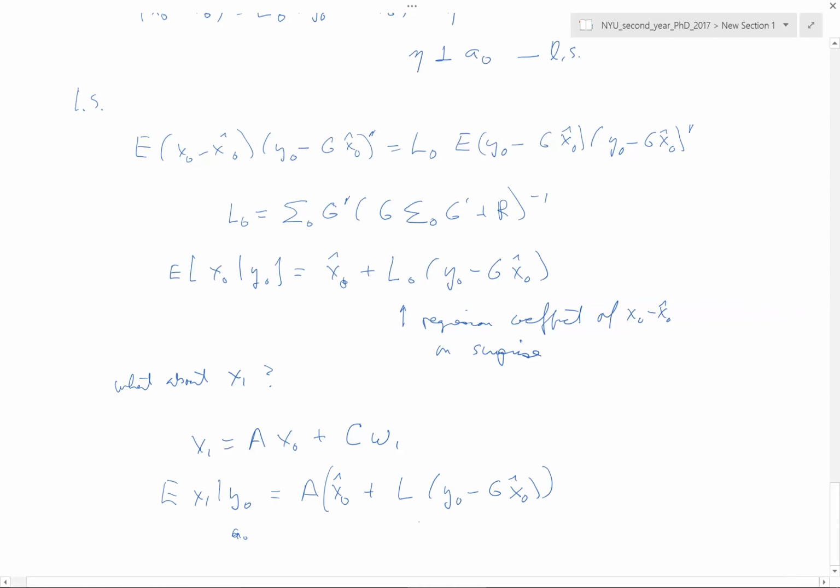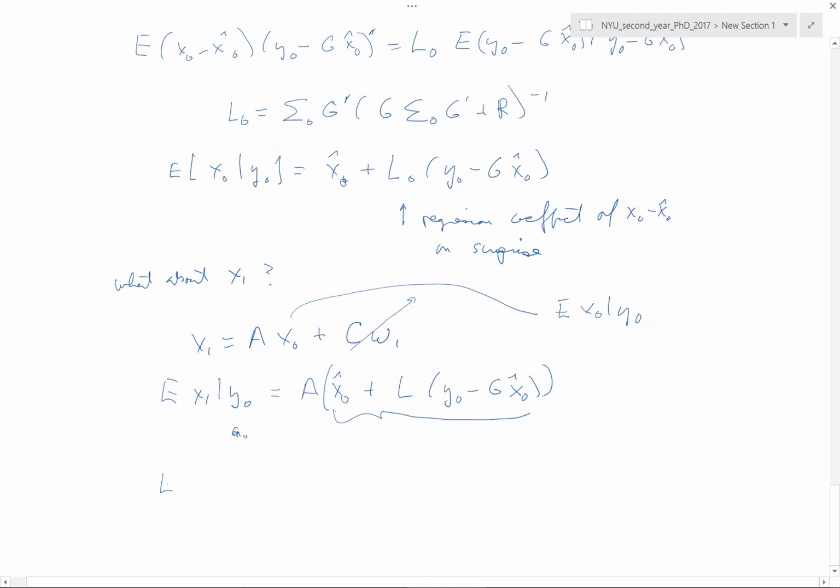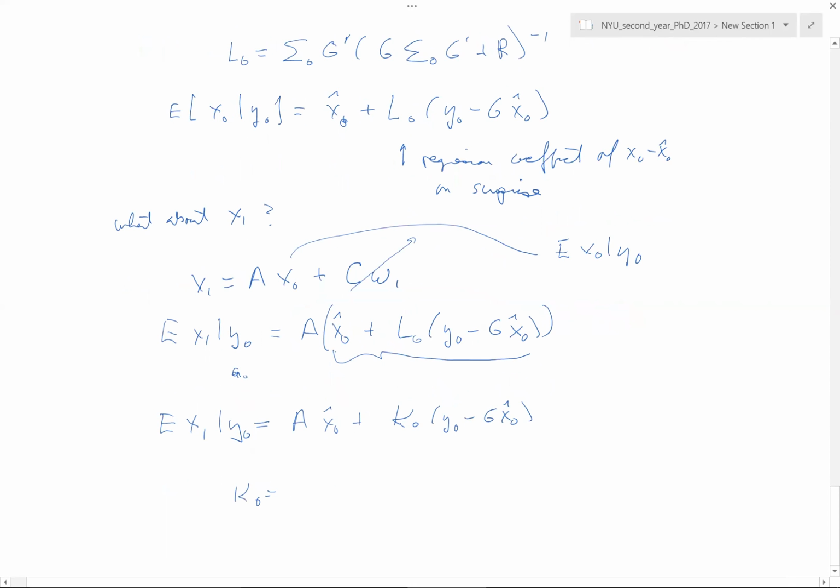So all this is going to go to 0 because I don't know what it is, the expectation. And I'm just replacing x0 here with E of x0 conditioned on y0. That's all I'm doing. If I do that substitution, I get this equation, which I can write this way. E of x1 conditioned on y0 is equal to A x0 hat plus, I'm going to call this K0, y0 minus G x0 hat, where K0 is given by this formula. It's just equal to A times L0, but I'm going to write it out.